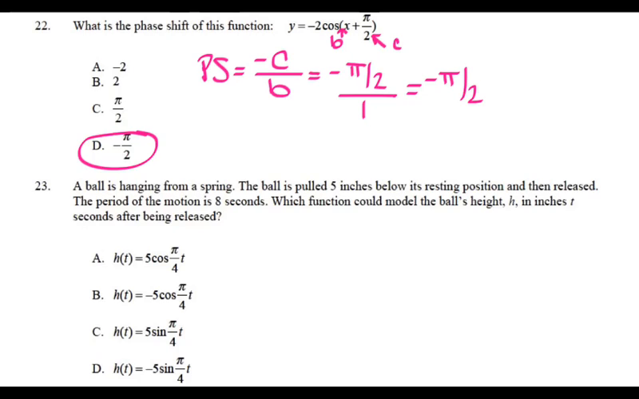Now, if your b is 1, your phase shift is always just going to be the opposite of what you are adding or subtracting. So since you are adding pi over 2, the phase shift would be negative pi over 2.